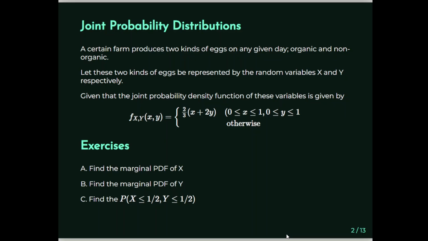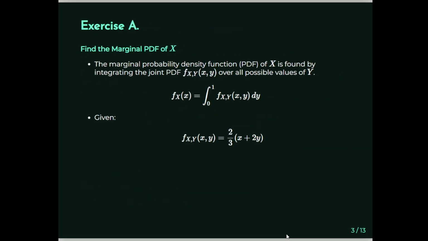Really this question doesn't tell us much about how these relate to eggs, to be honest with you, but we'll just keep going anyway. So, first off, exercise A, let's calculate the marginal probability density function of x, and this is calculated by integrating the joint probability density function f of xy over all of the possible values of y. And remember, I said that all of the possible values of y are between 0 and 1. So essentially f of x equals the integral of the joint distribution function f of xy with respect to dy, okay?